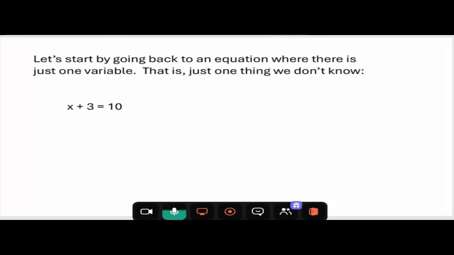x plus 3 is 10. We know the answer to that is x equals 7. That is the only number that makes that equation a true statement. 7 plus 3 is 10. 8 plus 3 is not 10. 5 plus 3 is not 10. 142 plus 3 is not 10. Only x equals 7. There is only one number that makes the equation true.